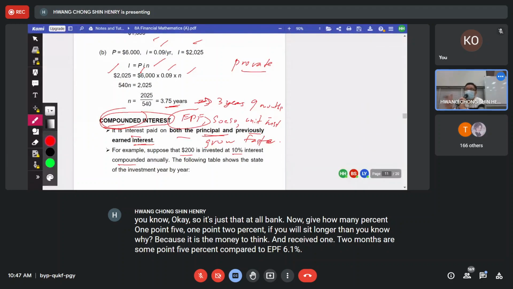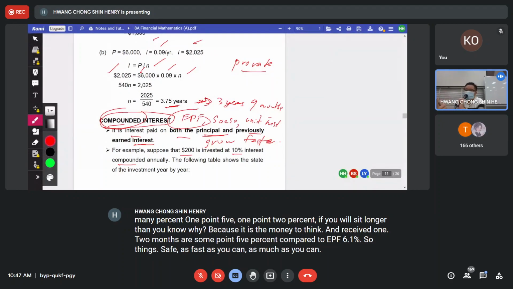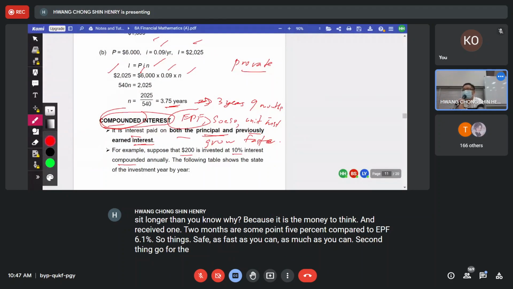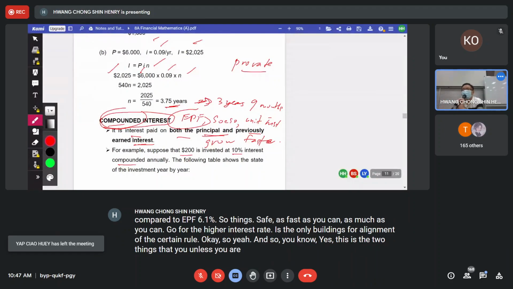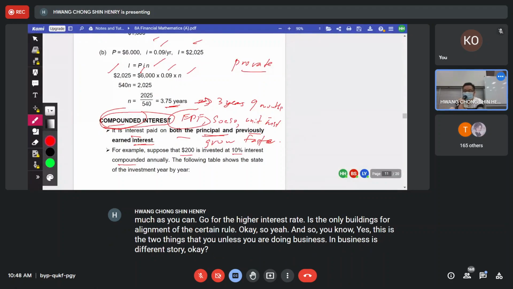Two things. Save as fast as you can, as much as you can. Second thing, go for the higher interest rate. That's the only two things, for a layman, an employee. Yes, these are the two things that you can follow, unless you are doing business. Doing business is a different story. Okay? Alright, these are tips for survival.